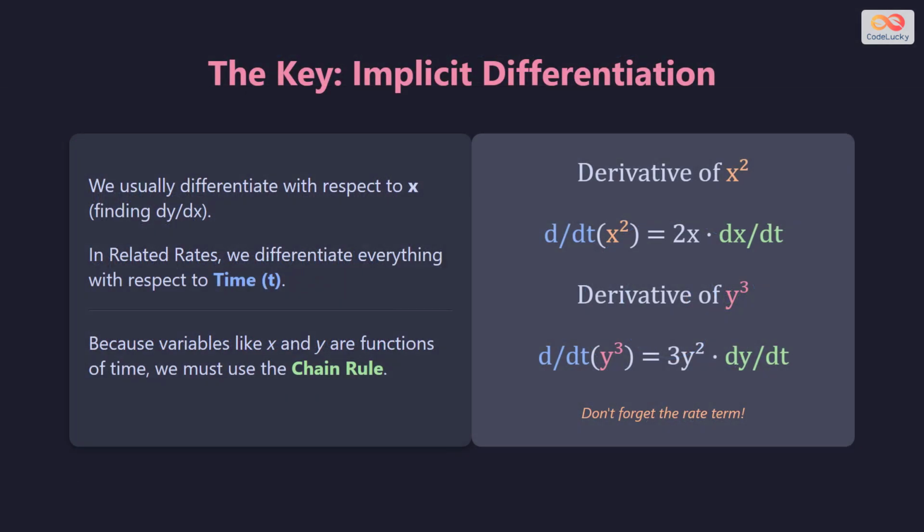The mathematical engine behind this topic is implicit differentiation. The key difference here is that we differentiate with respect to time, t, not x, because x and y are changing over time. We treat them as functions of t. This means every time you take a derivative of a variable, you must multiply by its rate, like dx/dt or dy/dt, using the chain rule.